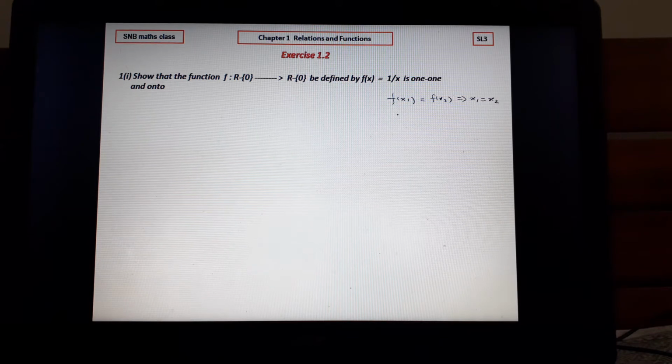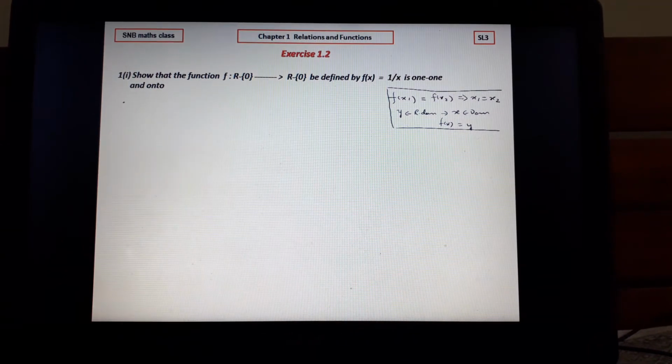And on the other hand, for onto, you have to take an element y belonging to the codomain, that is R, whatever codomain is given. Then you have to show that there is x belonging to the domain such that f of x equal to y. So these are the two important procedures of showing a given function is one-one and onto. This we have to bear in mind. So now let us solve the first question.